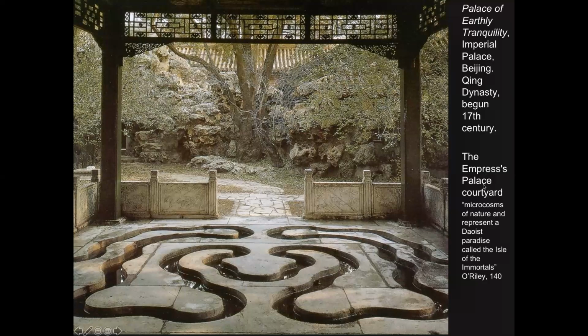So this is the emperor's palace and courtyard. Microcosms of nature represent a Taoist paradise called the Isle of the Immortals. So for the emperor and his family, there's a way for them to get to paradise, but in life. And you can see how there's lots of curves with the water, curves going through this seemingly wooded area. But again, this is all landscaped and all created on the spot.